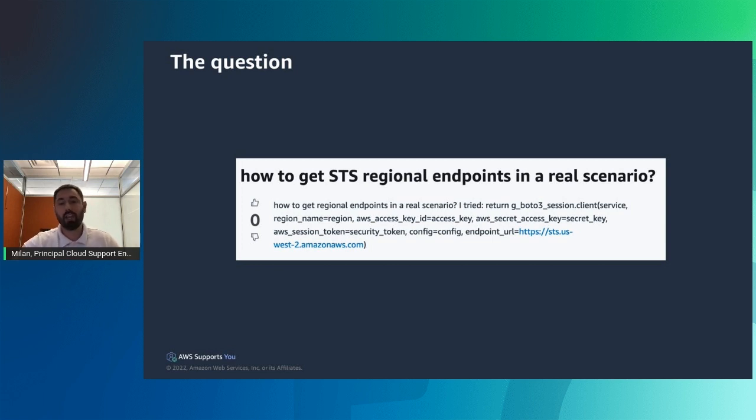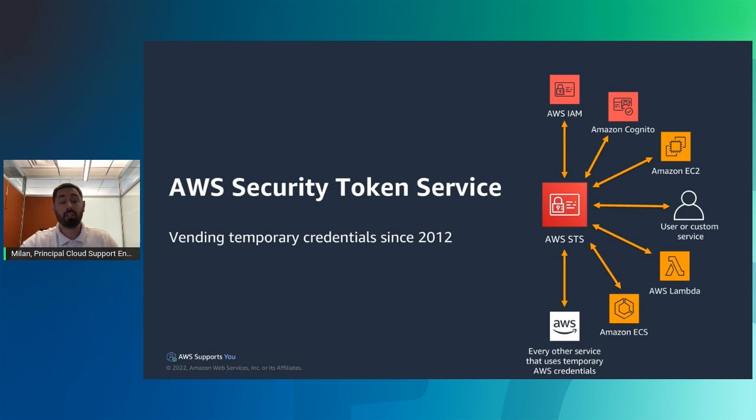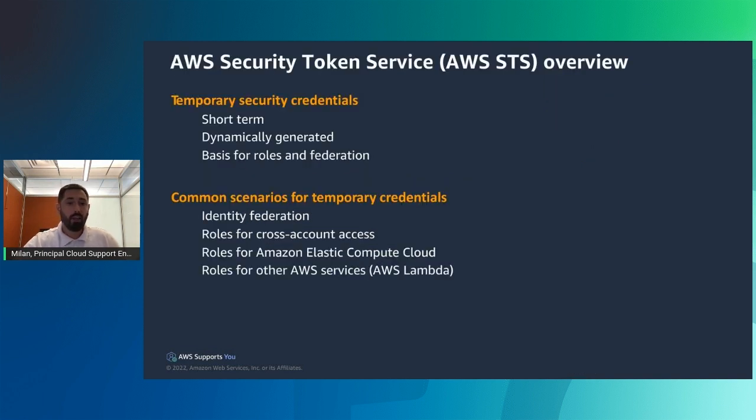But before we get to the answer, we're going to do some leveling in terms of what AWS STS is. AWS Security Token Service, or AWS STS, is a service that vends temporary security credentials, and it's actually one of the oldest services. It represents the base for many use cases that you're used to today, such as roles and federation, instance profiles, and other features. So as I said, it's the basis of temporary security credentials.